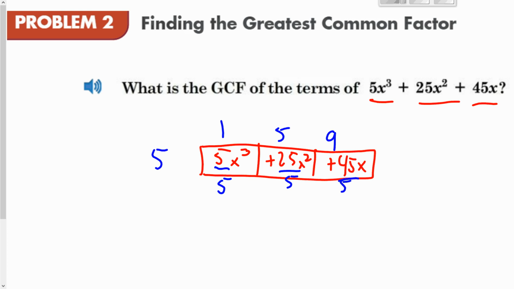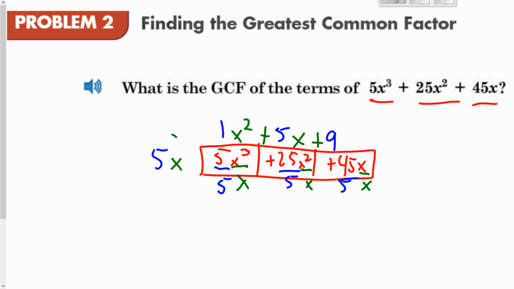Now we look at our variables. So x to the 3rd, x to the 2nd, and x. So I can take out an x out of all of them. So I'm dividing by x, so I take out an x. So my width, or my length is 5x, and my width is the remainder. So I'm taking out an x. That means I'm left with an x squared, an x here, and it's a positive, right? So I probably should put a positive there. And this is a positive. And then I take out an x here, so I have no x's.